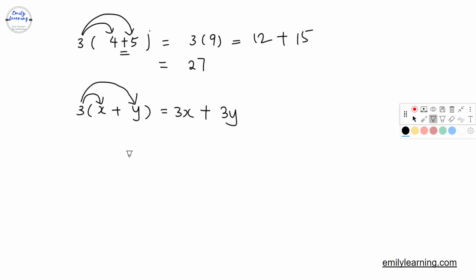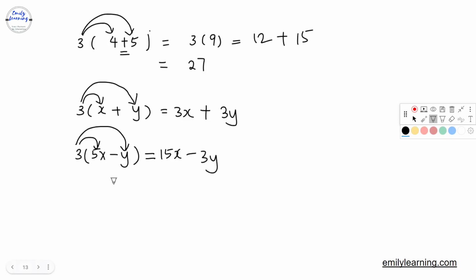Let me give you another example. What if I have 3 bracket 5x minus y? Same thing, I need to do the same thing again. I'll take 3 times 5x, so 3 times 5 gives me 15, then x. Next, I'll minus 3y.